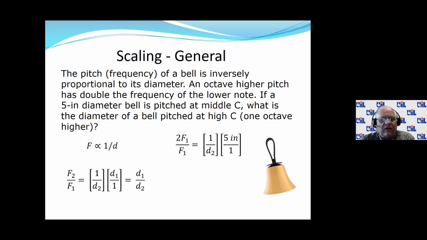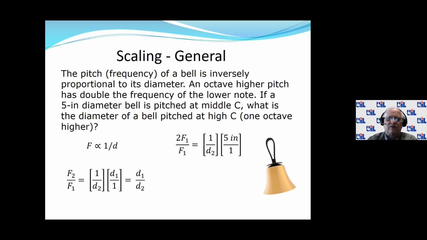I substitute in the numbers. My new frequency is twice the original frequency because it's an octave higher. So F2 is equal to twice F1. So I have 2F1 over F1 is going to be 1 over D2 times 5 inches over 1, because my original bell has a diameter of 5 inches. So one of the F1s, of course, cancels.